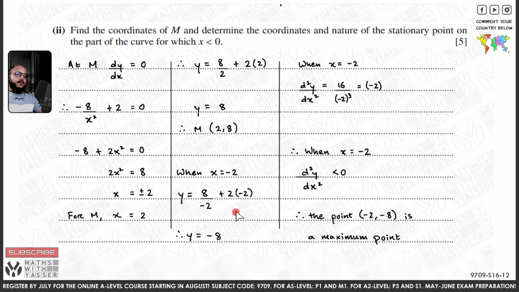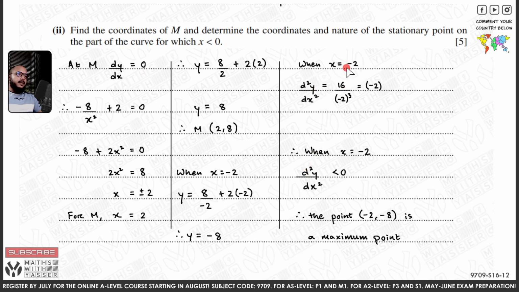So when x is negative 2, if we again substitute this value into the equation of the curve, we get y equals 8 over negative 2 plus 2 times negative 2. That gives us y equals negative 8. And that is the other coordinate which is not in the diagram. That is also a stationary point, because for both positive and negative 2, dy by dx is 0. So x is negative 2.